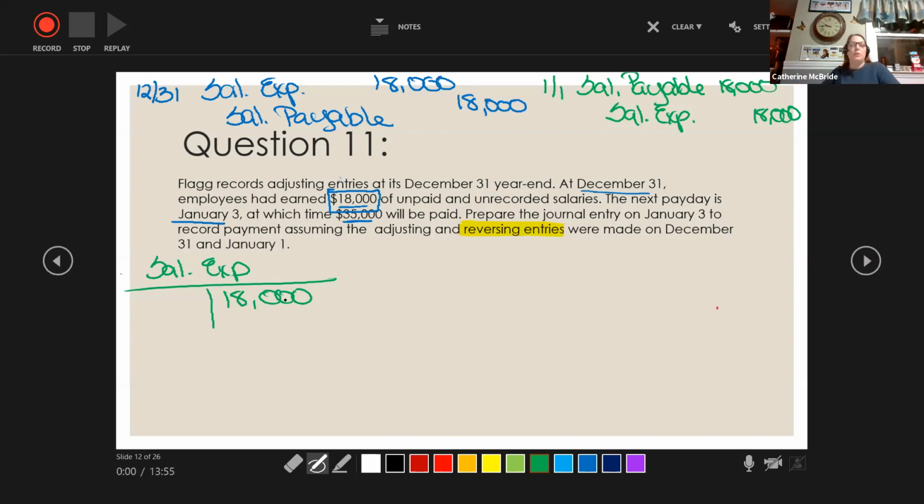But the reason we do that is because now on January 3rd, we're going to pay this $35,000. When we do payroll, this way we don't have to think about what part's for the January expense, what part was for the December expense, and how much was the payable. I can just run payroll like I normally do in the computer, let it take care of it. And what's going to happen is when I do this $35,000, I'm going to record the salary expense like I normally would and reduce cash for the $35,000.